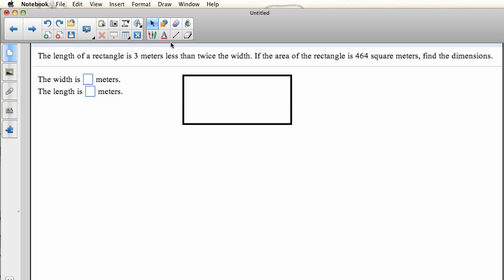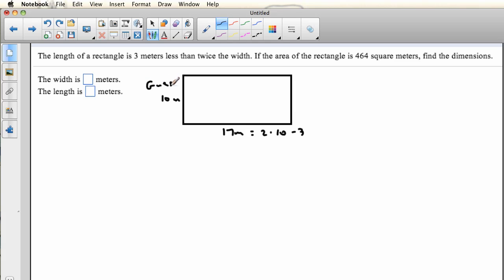So in this case, just to guess, I'll say, what if my width is, these are meters, so 10 meters. The problem says the length is 3 meters less than twice the width. So twice the width would be 20. 3 meters less than 20, 17 meters. And so I got that from doing twice 10 minus 3, just to remind myself of how I got the 17. So my guess started off being 10 for the width.